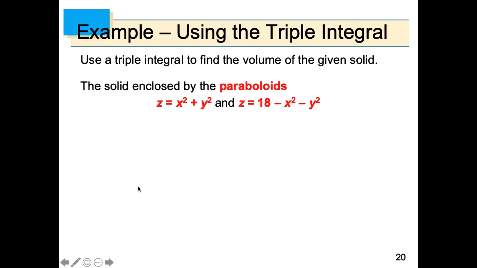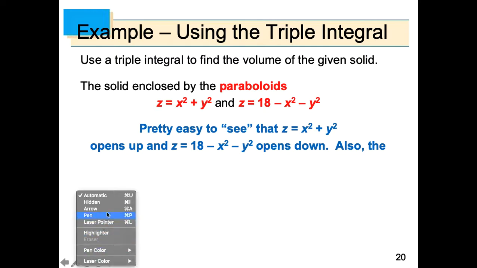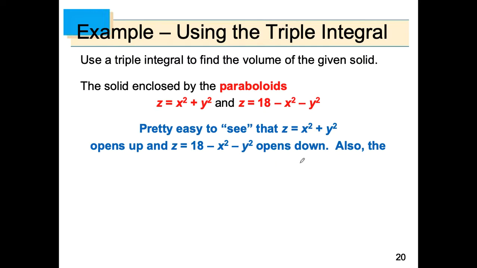So let's go ahead and use a triple integral to find the volume of the given solid. The solid is going to be enclosed by these two paraboloids. Now, I think without even graphing it, it's pretty easy to see that z equals x squared plus y squared opens upward, and z equals 18 minus x squared minus y squared opens downward, based on our previous experience with quadratic surfaces. And also the paraboloids will intersect.